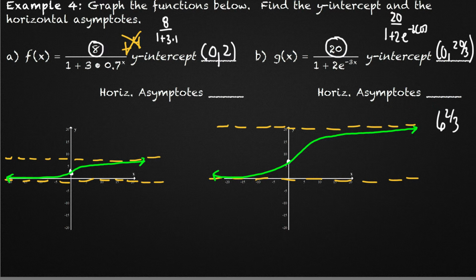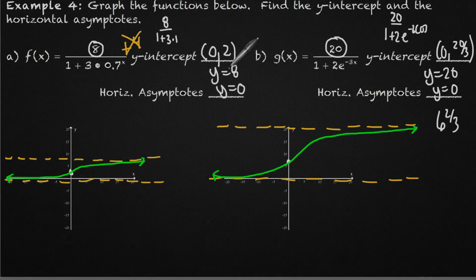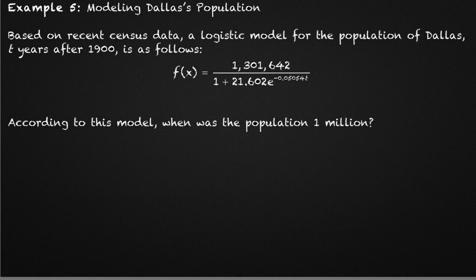By the way, let me write these asymptotes out here. This upper asymptote is going to be the line y equals 20, and the lower one will be the line y equals 0. And for this one, the upper asymptote will be y equals 8, and the lower one will be y equals 0. Okay, last problem here.